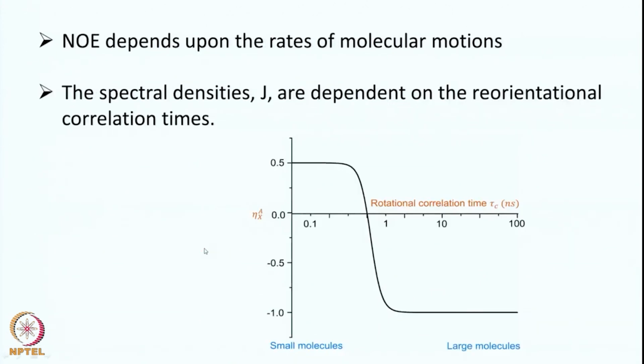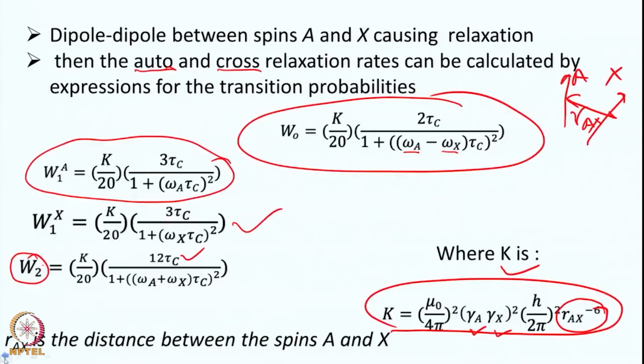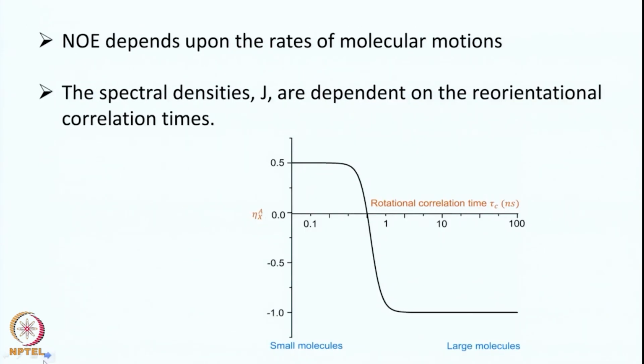So, if we put everything together, now we know that NOE depends upon the rate of molecular motion, because the tumbling time tau c is an important factor here. That is the molecular motion. The spectral densities are actually dependent upon the reorientational time. If we perturb it, how much time it takes to reorient itself, that is the reorientational correlation time tau c.